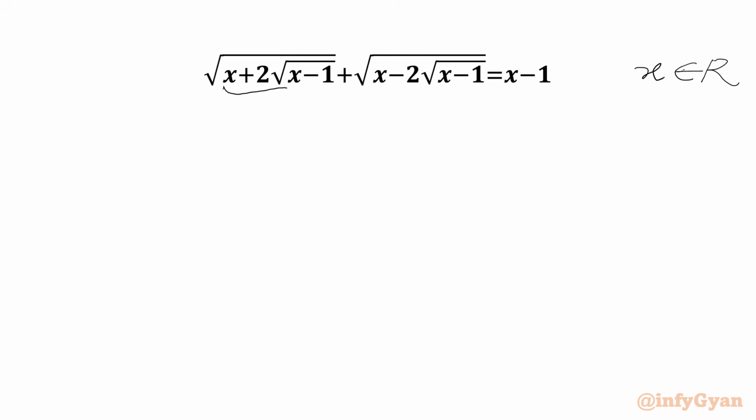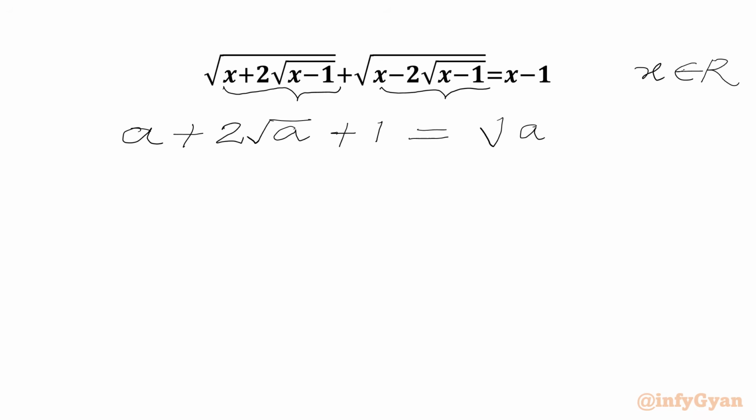If we check our radicands only, these two radicands, then we can say there is one algebraic formula: a plus 2 square root a plus 1. This is nothing but square root a plus 1 whole square, and a minus 2 times square root a plus 1 is square root a minus 1 whole square. But our radicand is not exactly the same as our identity.